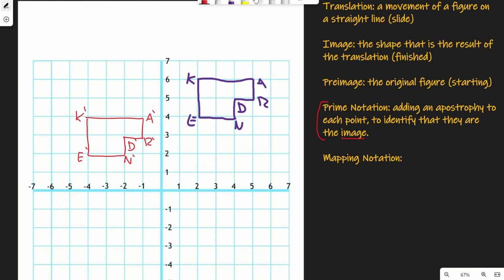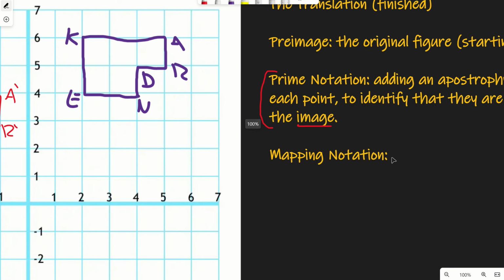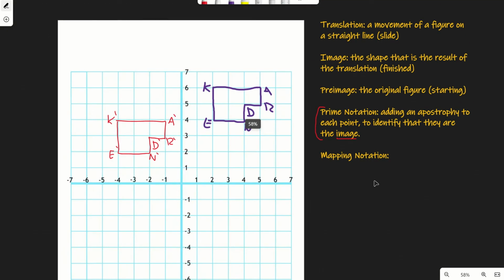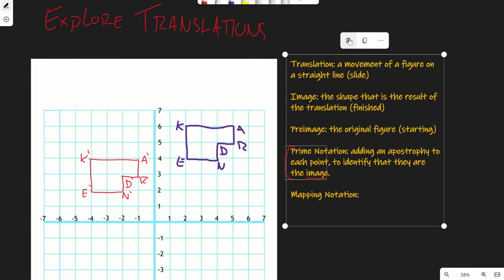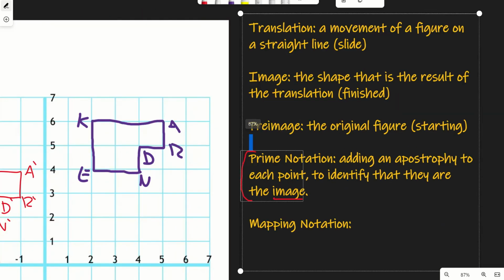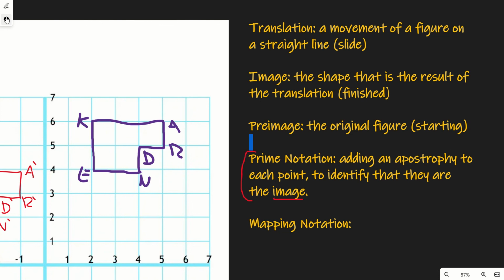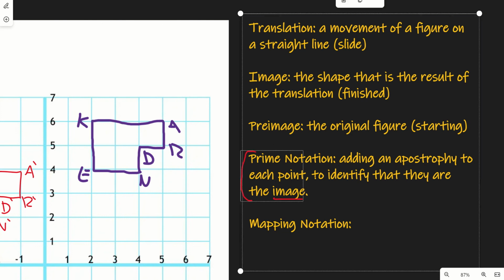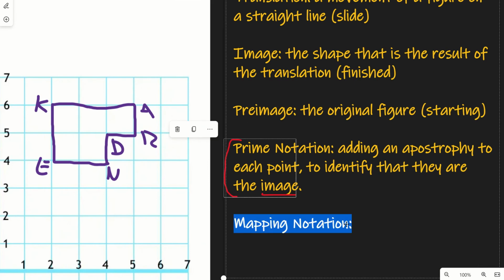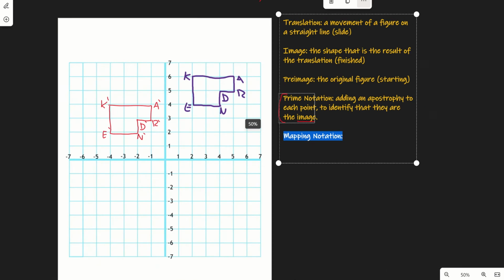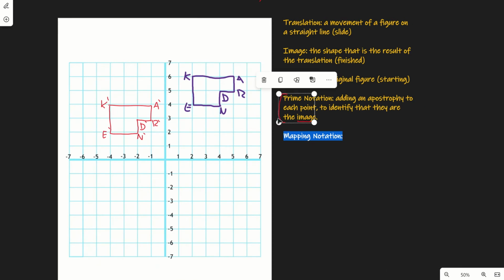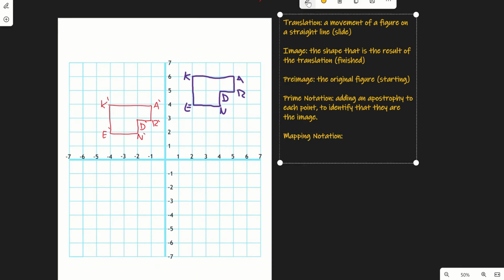Now, the last word to know up here is called, the mapping notation. And the mapping notation, why is this not, is this going to mess me up here? Oh, man. Sorry, gang. I am not doing well. Let's see, can I get, okay.